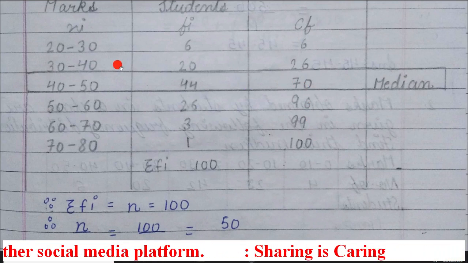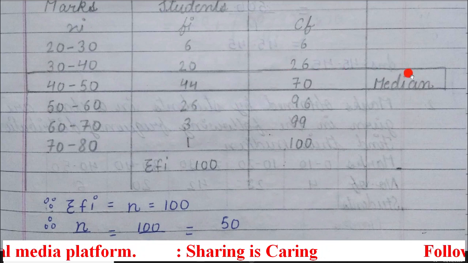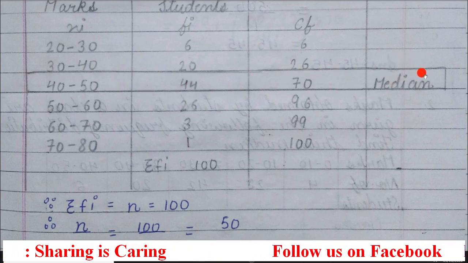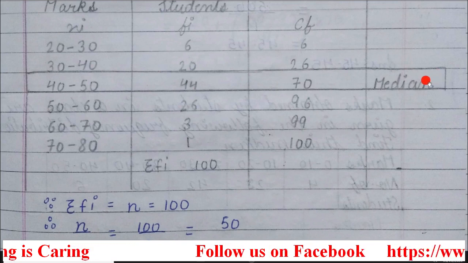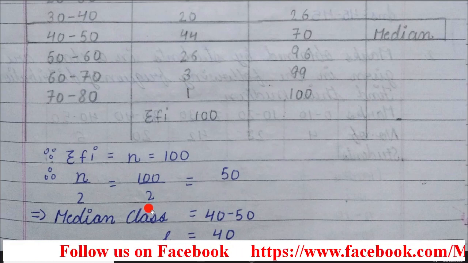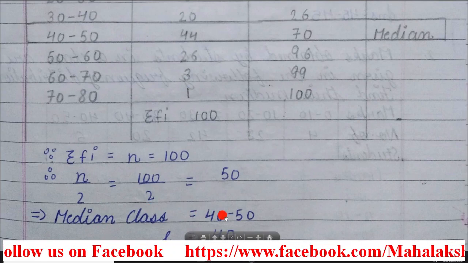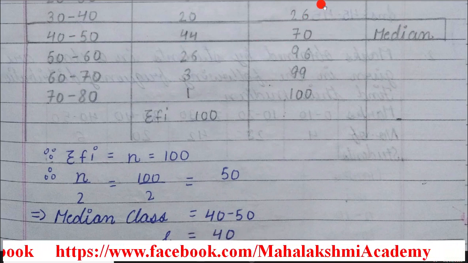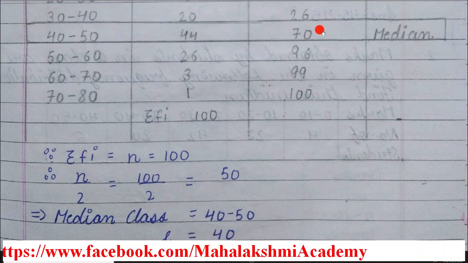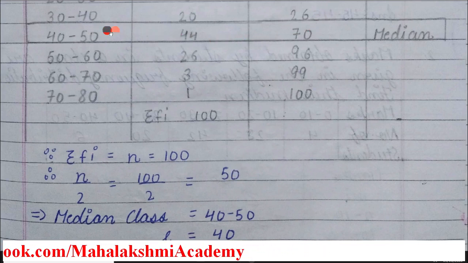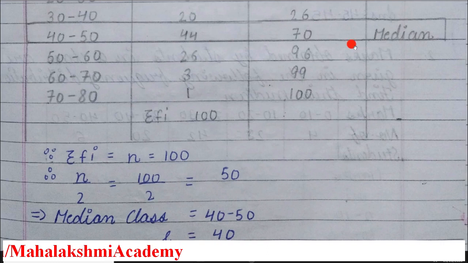So this complete class is going to be the median class for us. Just mark it and write down the median class. Class will also come here. Now just see what we wrote here. First we calculated 50, then we wrote what is going to be the median class. So how did we select this 40 to 50 as the median class? We searched in the CF column for the CF which is just greater than 50. From that we marked this complete row as the median class, and this class interval, that is 40 to 50, becomes the median class.